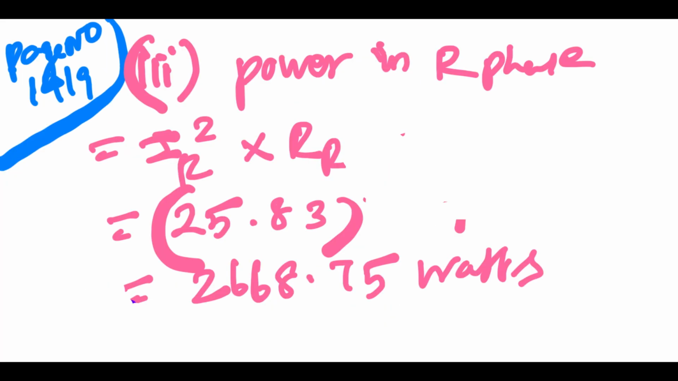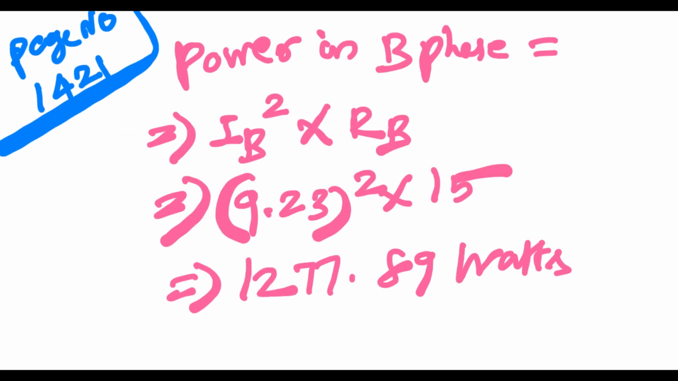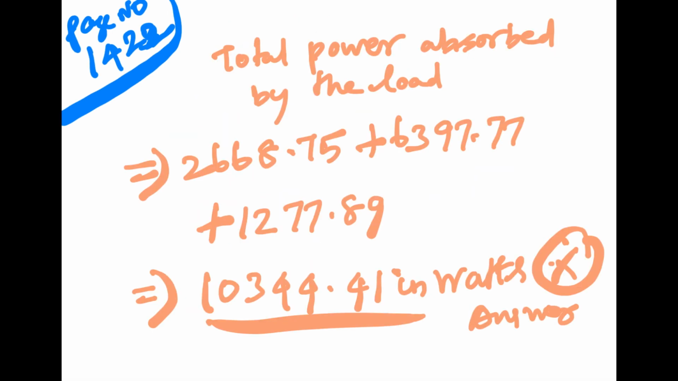Power in R phase. We know the power formula is I squared R. In this phase, IR squared into RR. Put the IR value and R value, we obtain power in R phase. Power in Y phase, IY squared into RY. Put the IY value and RY value, we obtain power in Y phase. Power in B phase, IB squared into RB. Put the IB value and RB value, we obtain power in B phase.